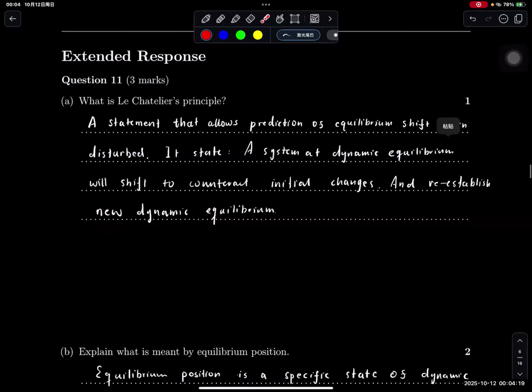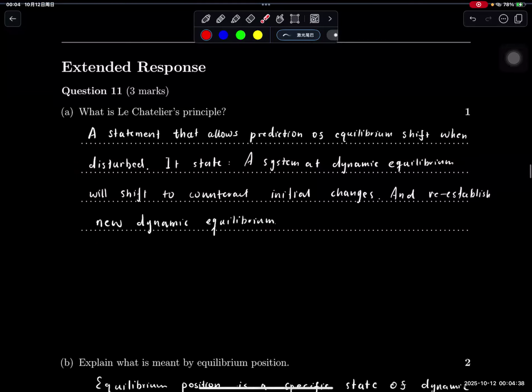Okay, extended response, question 11. Pretty much just the definition of Le Chatelier's principle. Copy straight away from my notes or write one for yourself. As long as it makes sense, it should be fine. Okay, so let's read mine. It's a statement that allows the prediction of equilibrium shift when the system is disturbed. It states that a system at dynamic equilibrium will shift to counteract any initial change and eventually re-establish equilibrium.